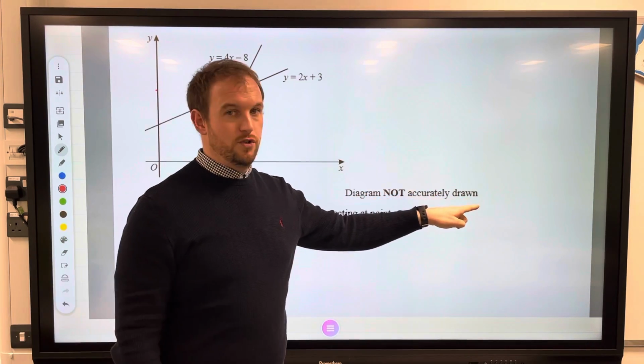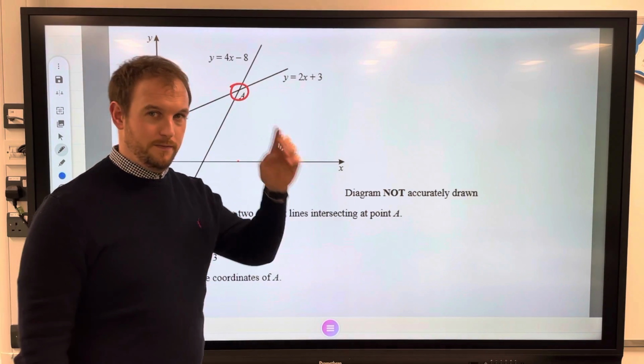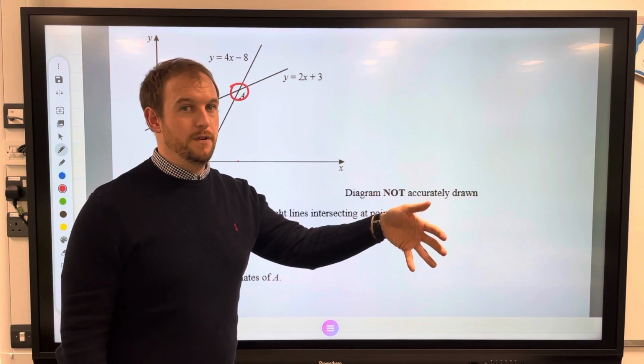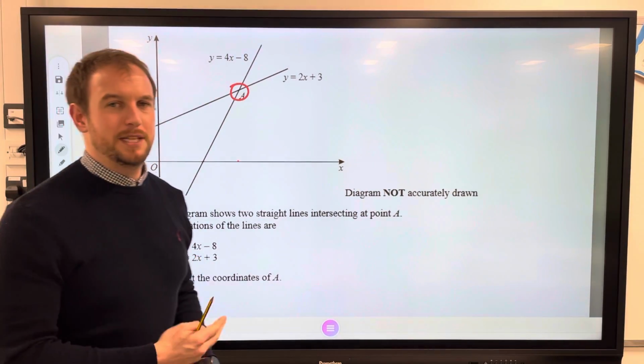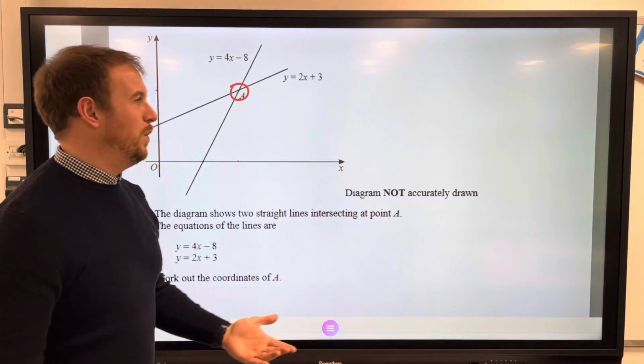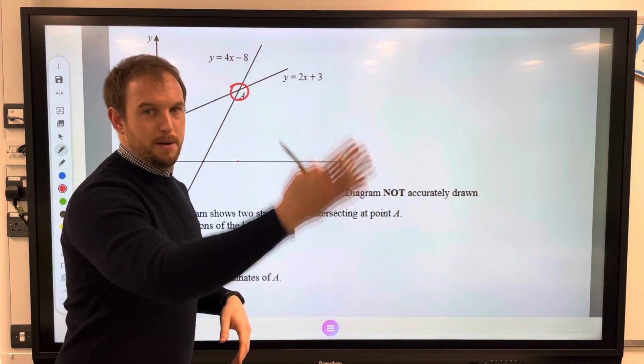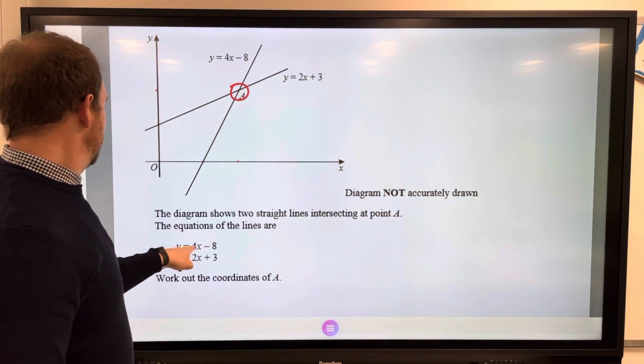The diagram's not accurately drawn. There's no numbers on the axes. Okay, so ring alarm bells. It's different. We've got these 2 here. However, when we solve simultaneous equations algebraically, we want x, y equals a number. Okay, so let's have a look at this here then.